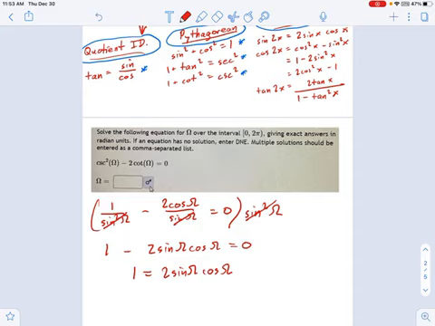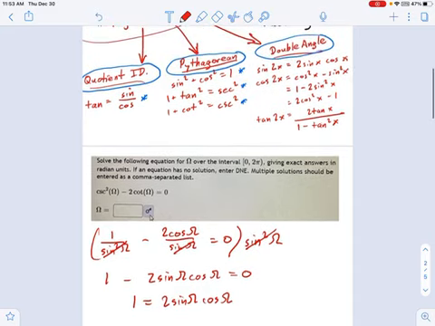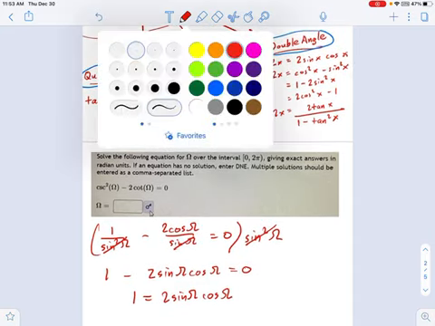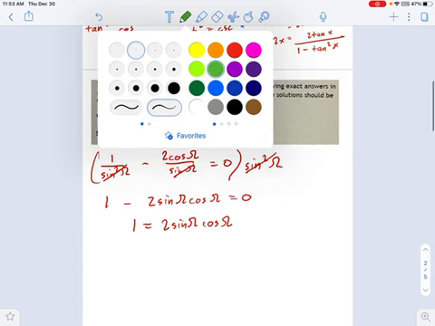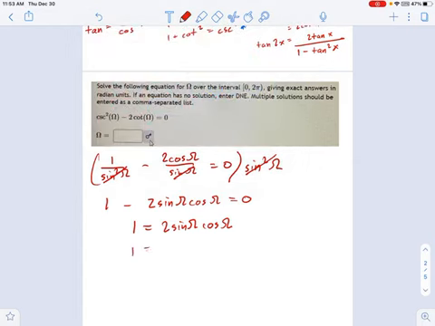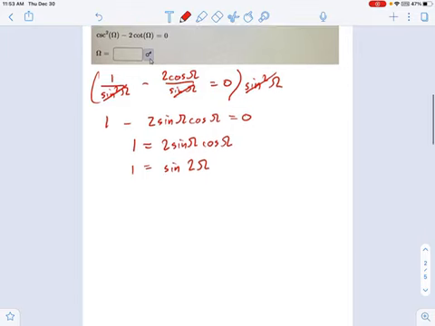So how do we solve that? Well, we go to the double angle identities, and we notice that this is the double angle sine identity right there. Okay, so we just plug that in here, and we get this: 1 equals sine of 2 omega. And we can solve that using the multi-angle techniques we've talked about earlier.